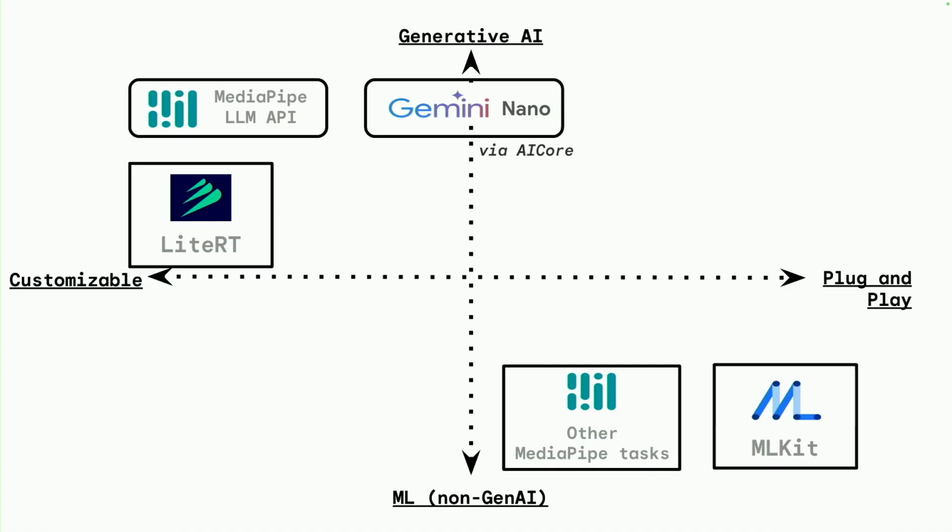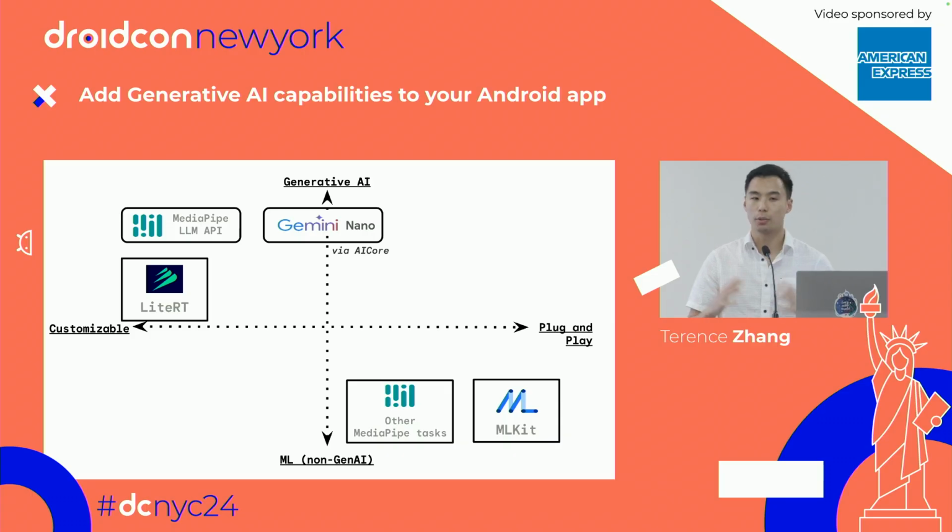So we know that that's a lot of solutions. To help visualize this, we've created this little graph here. You can see towards the top is more Gen AI, towards the bottom is more ML or traditional AI, so basically non-Gen AI. And then on the left is more customizable, so more fitting for your use case, depending on what it is. And to the right is more plug and play. So less customizable, but easier to just integrate into your app and start using it directly.